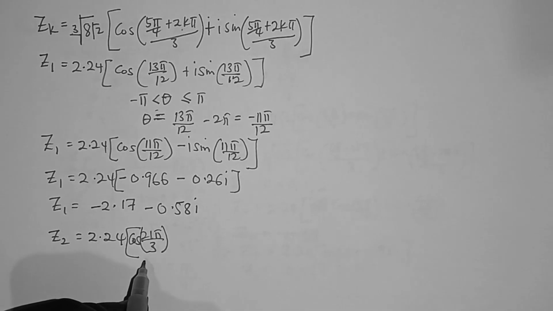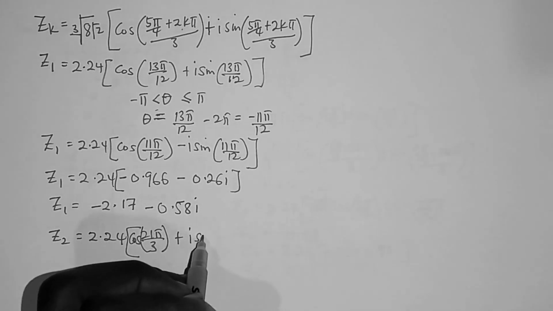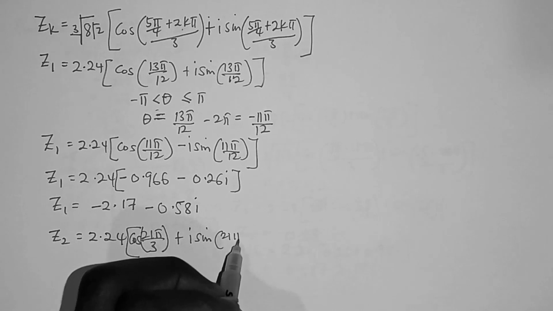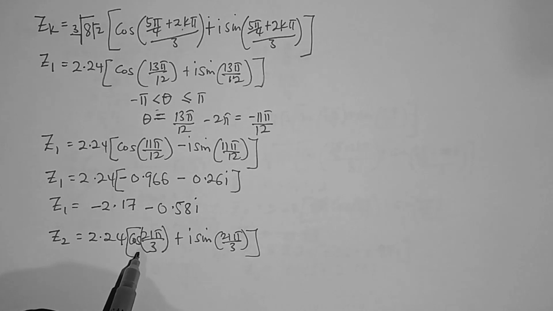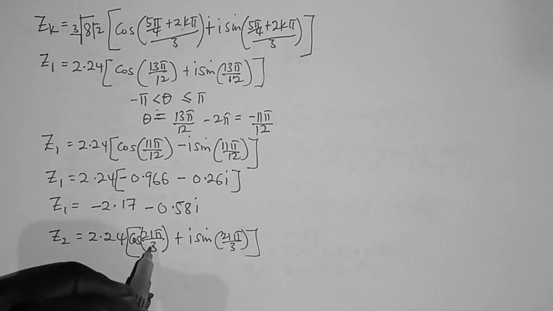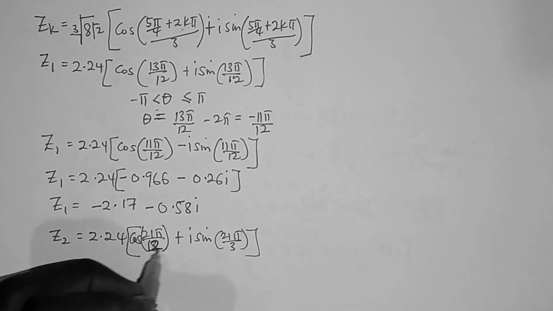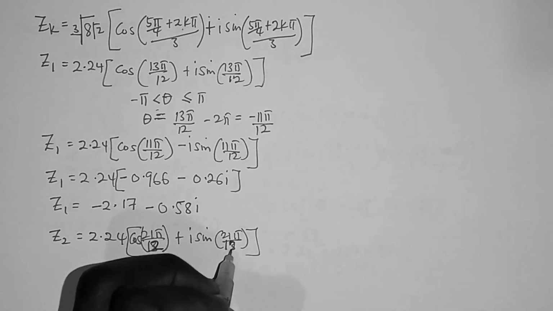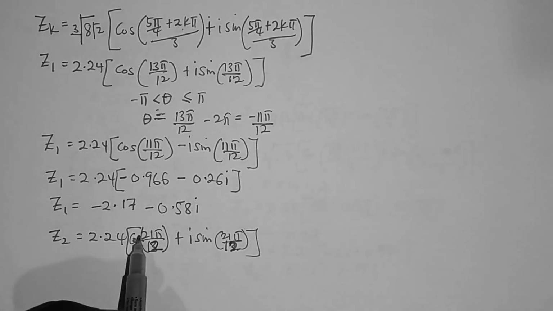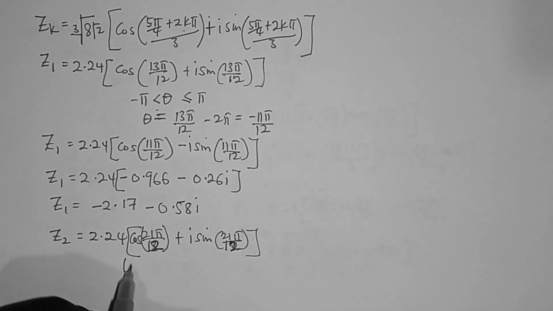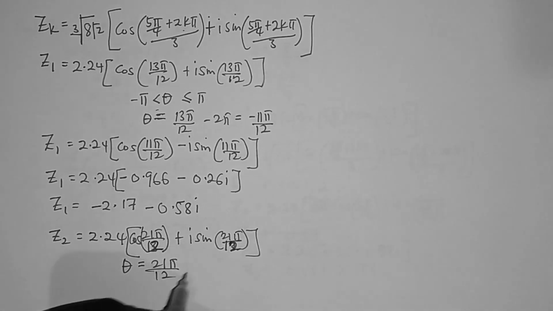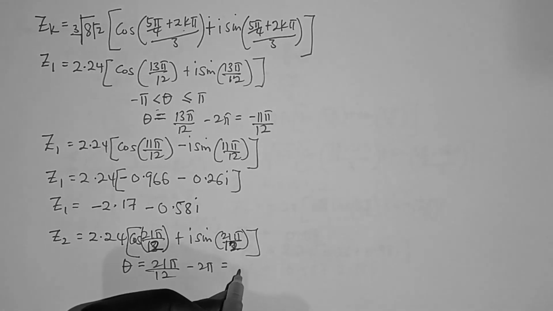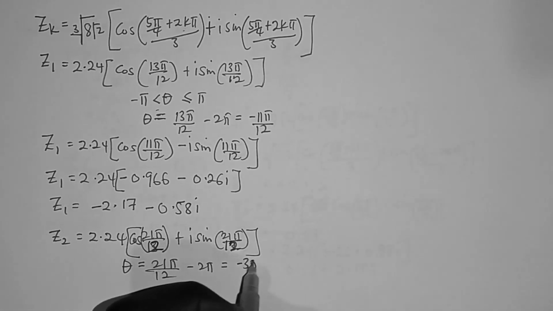Cos 21 pi over 3, and plus i sine 21 pi over 3. But you can see that it is over 12. So it's rather 21 pi over 12. And so you can see that 21 pi over 12 is greater than pi. So therefore, we can find the true value of theta by subtracting 2 pi from 21 pi over 12. And this is equal to minus 3 pi over 12.